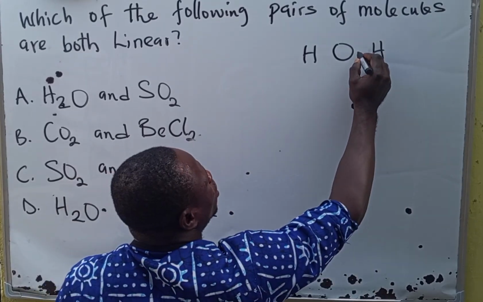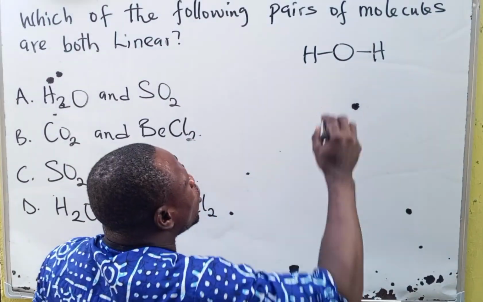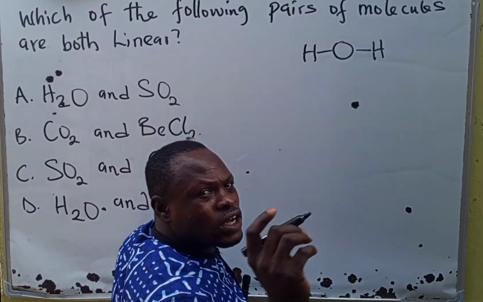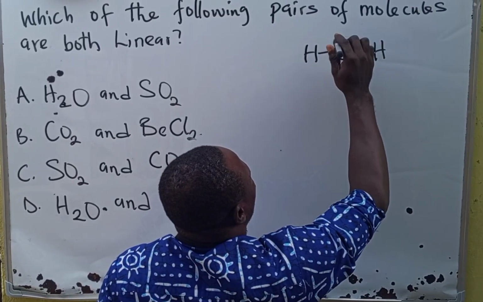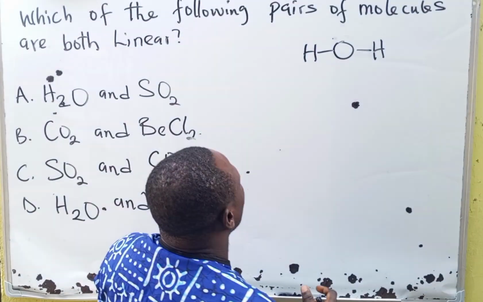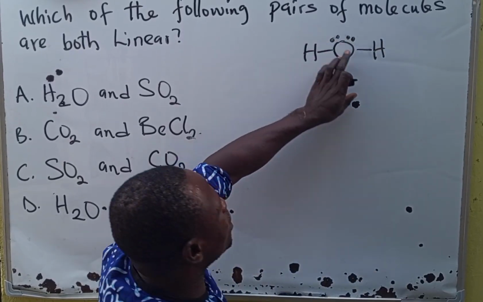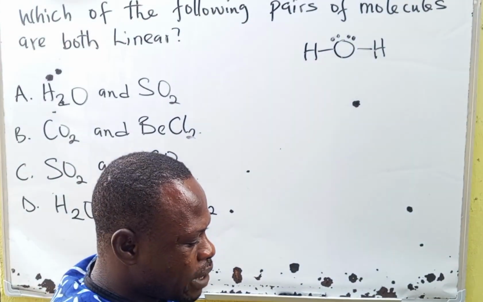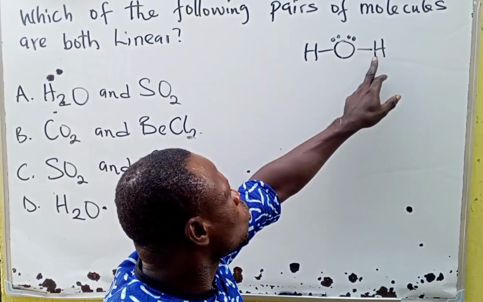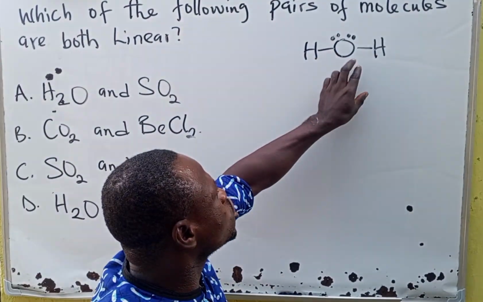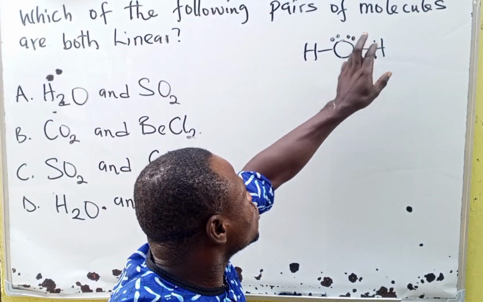There is a bond that connects here and connects here. But then there are two lone pairs of electrons, one here and one here. Remember, the valence electron of oxygen is 6, and each hydrogen is 1. So they both contribute, and we are left with two lone pairs of electrons. Do you get that?